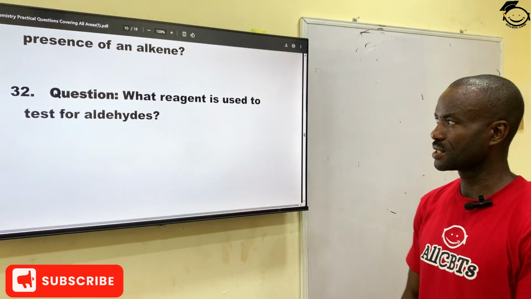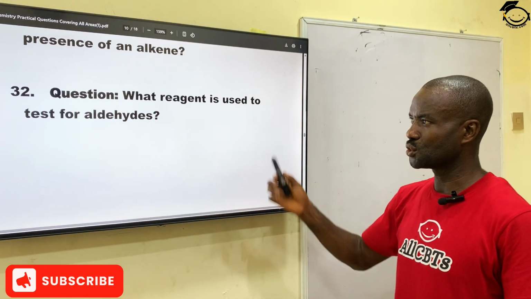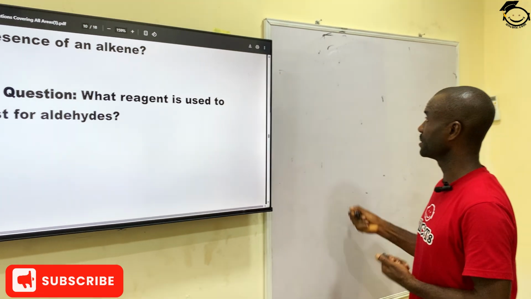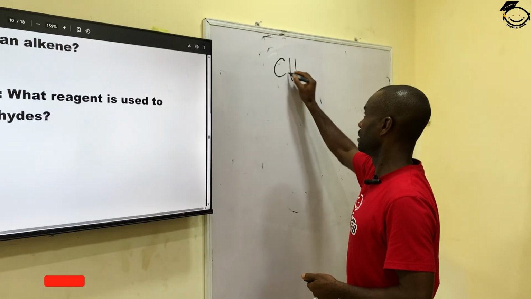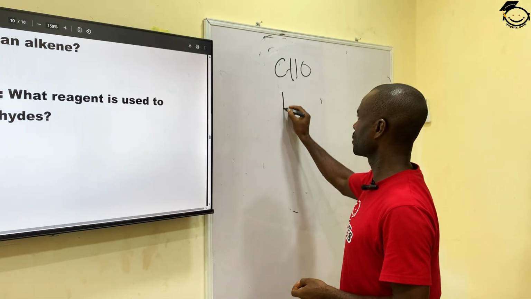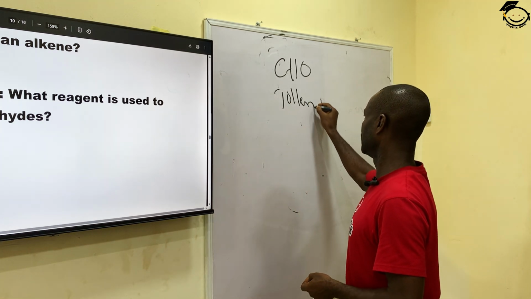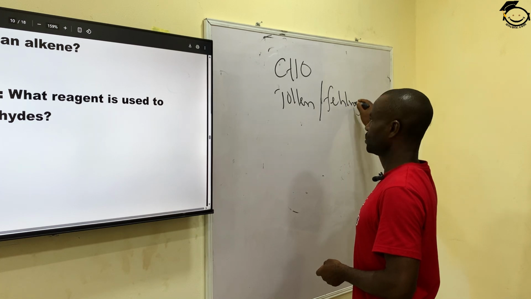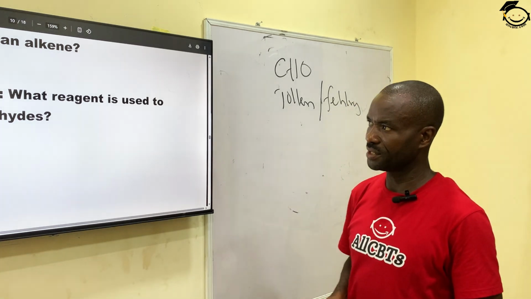Question 32 says, what reagent is used for testing aldehyde? Aldehydes are organic compounds with the functional group CHO. So the name of the solution is called Tollens reagent or Fehling's solution. You can either use Fehling's solution or Tollens reagent.